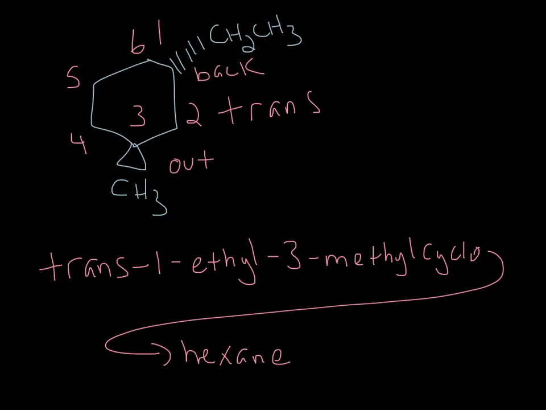The 1 and 3 tell me where they are on the ring relative to one another, and the trans tells me that they are on opposite sides of one another. If they were on the same side, then I would use cis. We only use trans or cis when there are two groups, because if there's more than two, we don't know what's trans to what or what's cis to what.